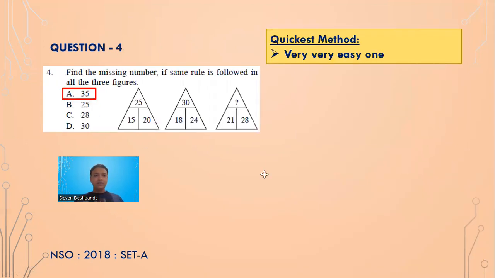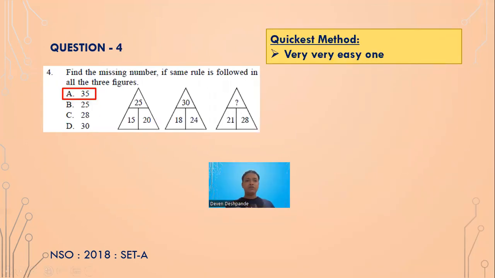Okay, next one. Find the missing number if the same rule is followed in all the three figures. Again, a very, very easy question. 5 3s are 15, 5 4s are 20, 5 5s are 25. 6 3s are 18, 6 4s are 24, 6 5s are 30. 7 3s are 21, 7 4s are 28, 7 5s are 35. A very easy question.